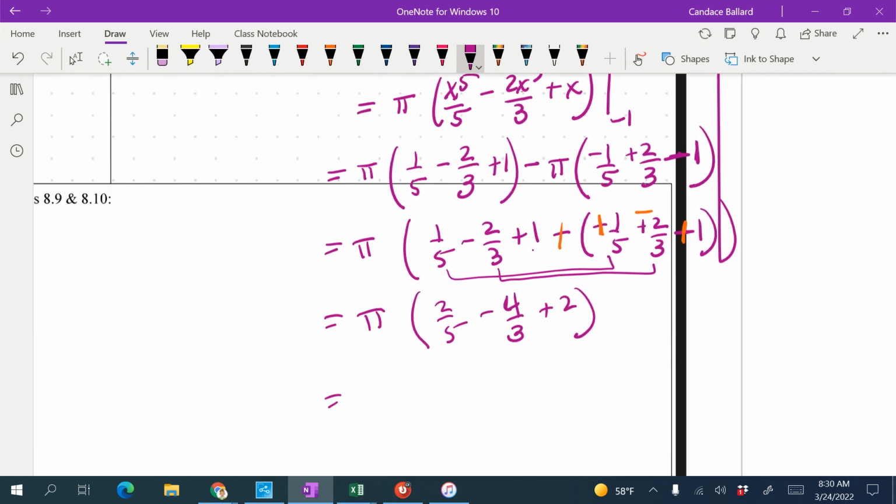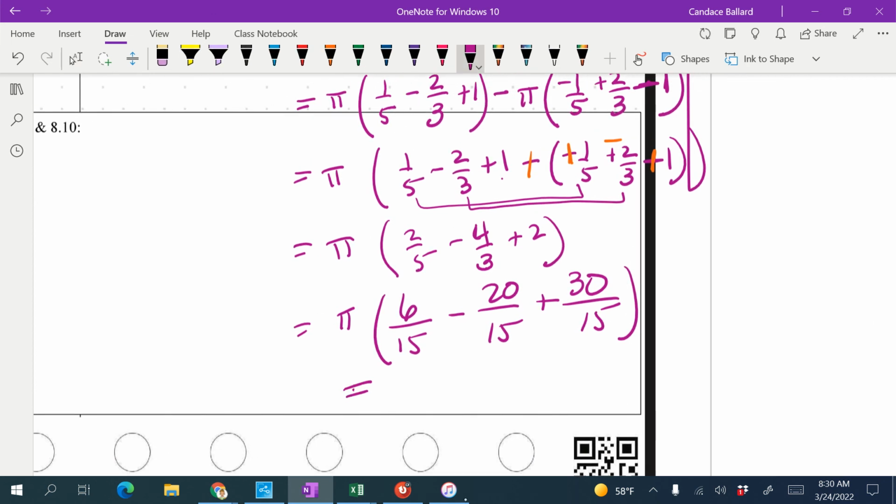If I was going to go all the way with my fractions, I would have to get a common denominator of 15. So this would be multiplied by 3, so I would have 6/15. Multiply this by 5, so I'd have negative 20/15. And multiply that by 15, so I'd have 30/15. So we've got negative 20 and positive 30 would be 10, right? And then 10 plus 6 would be 16/15 pi.